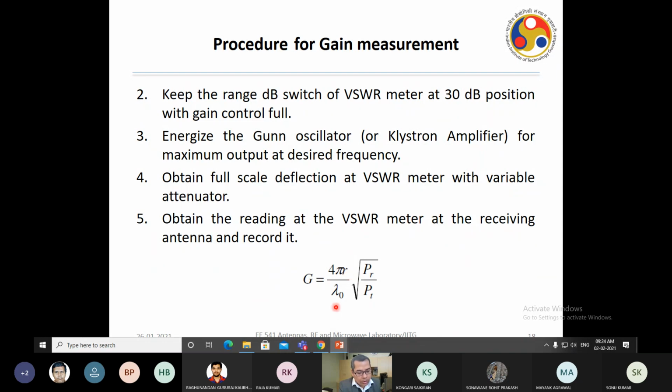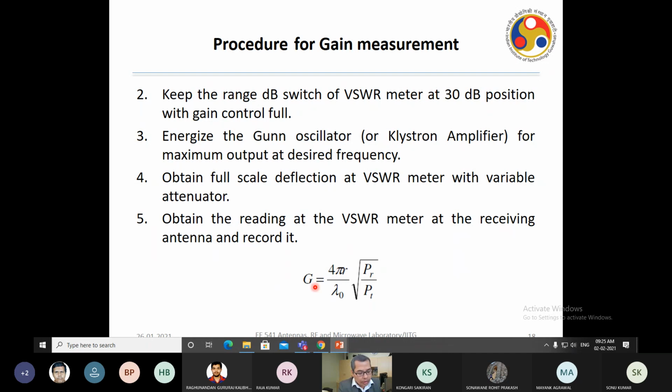Using the frequency meter, you can measure the frequency. Once you know the frequency, C by F. C is the speed of light divided by F. F is the frequency you are measuring using the frequency meter. Then you know what is lambda. So you know R, you know lambda, you know PR, PT. The only unknown is G. So you can find out what is G, the gain of the antenna.